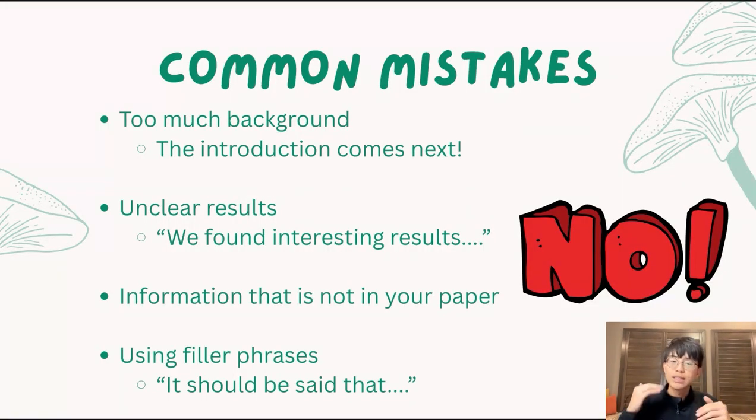And then also finally, here are some common mistakes that people make. Firstly is too much background. The next thing after the abstract is always the introduction section, right? So you don't need to go too much background, just enough to give the reader what they need to know to understand the methodology and the results in the abstract section.